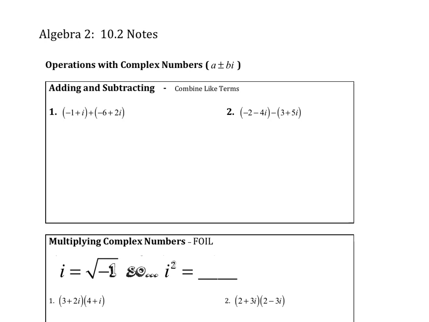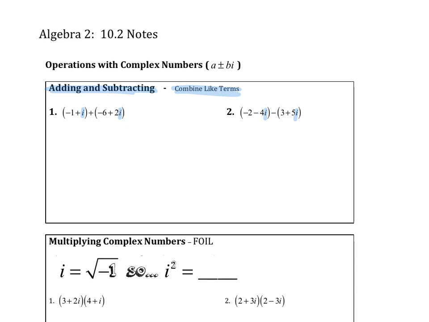Okay, so first, when we're adding or subtracting imaginary numbers, basically all we're going to do is combine like terms. Okay? So if it has an I with it, it's a like term. If it doesn't have an I with it, it's not a like term. We're just going to add them as they are.